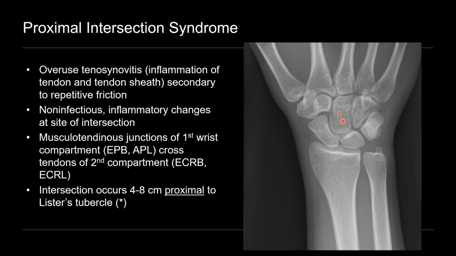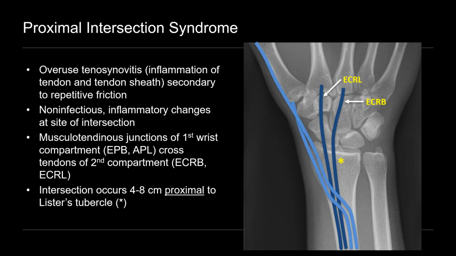So if we look at this frontal radiograph of the right wrist, that's about where Lister's tubercle will be located at the distal radius. And these 2 tendons correspond to the compartment 2 tendons, the ECRB and the ECRL, and you can see where they insert onto the bases of the second and third metacarpals.